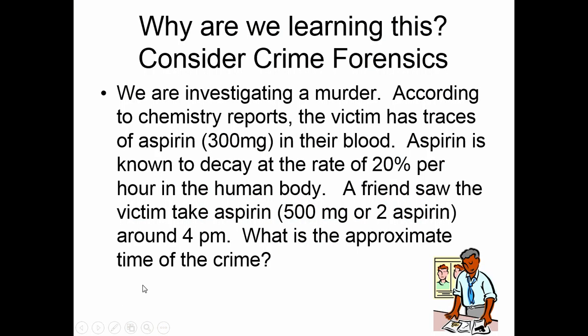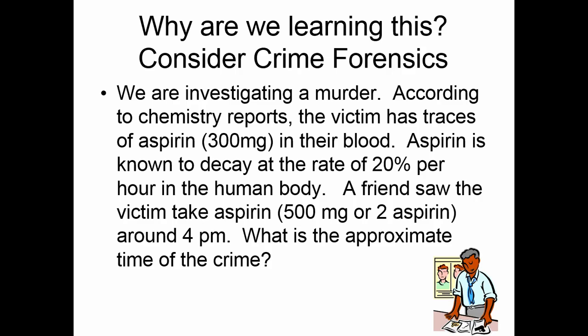Let's consider a crime occurred, okay? We're investigating a murder. According to chemistry reports, the victim has traces of aspirin, 300 milligrams in their blood. Aspirin is known to decay at a rate of 20% per hour in the human body. What we do know is that a friend saw the victim take aspirin, two of them, or 500 milligrams, around 4 o'clock. What is the approximate time of the crime?